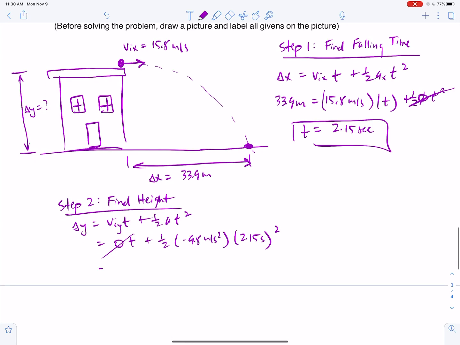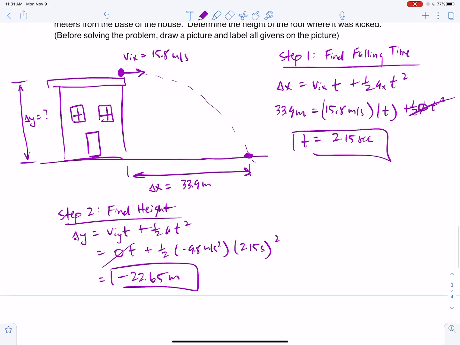Okay, so it is going to fall 22.65 meters in this process, which means that the height of the roof is 22.65 meters above ground. So I wouldn't want to say that the roof height is negative 22.65, right? I'd have to be smarter than that and say that this roof height is 22.65, positive 22.65 meters.